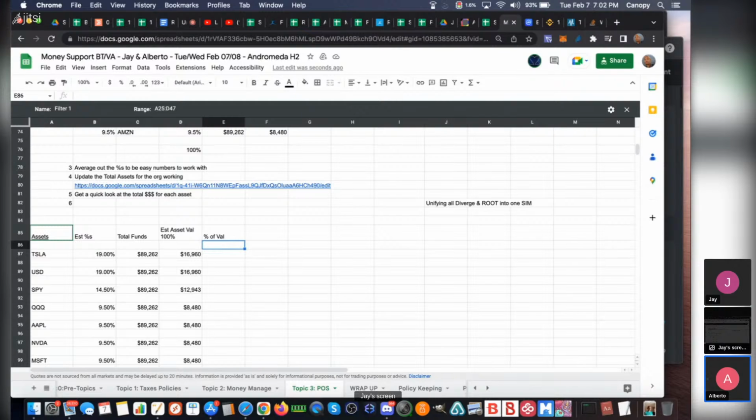We're going to come back to that. Then there's going to be what's called the estimated asset value new. We're going to come back to percentage asset value in the other one. Now we're going to go to Root and Diverge.